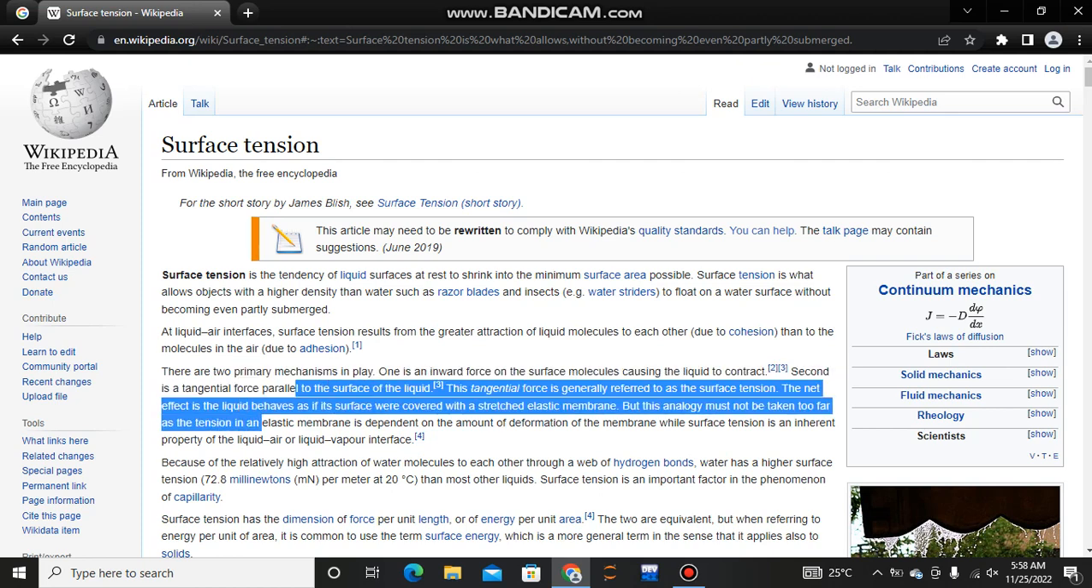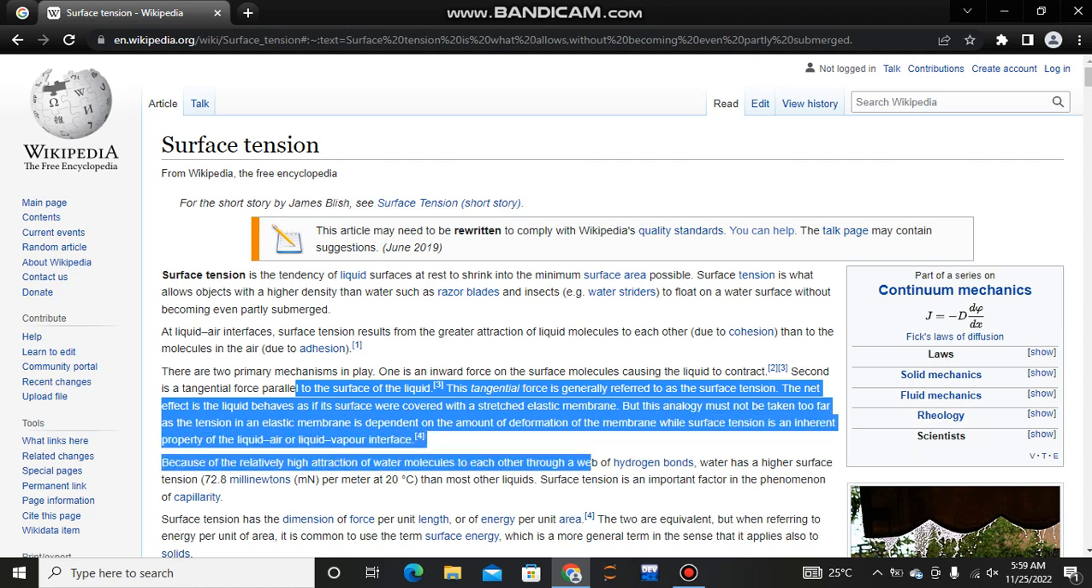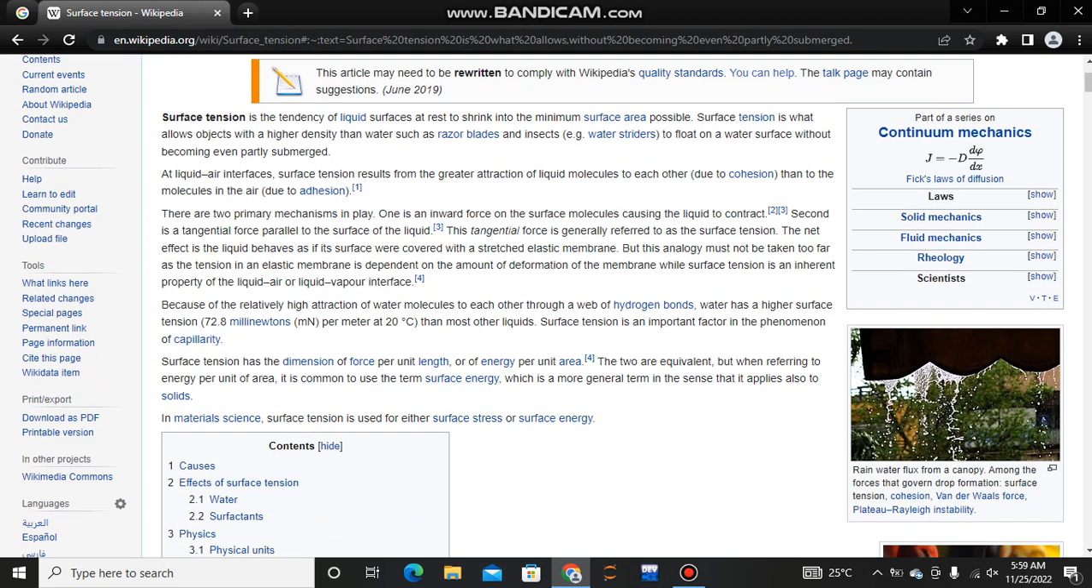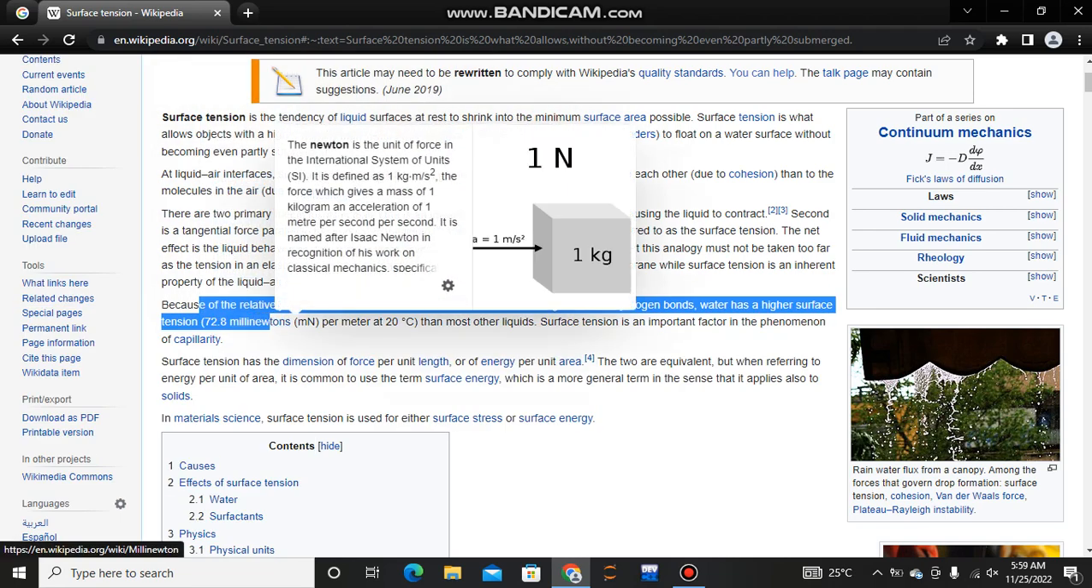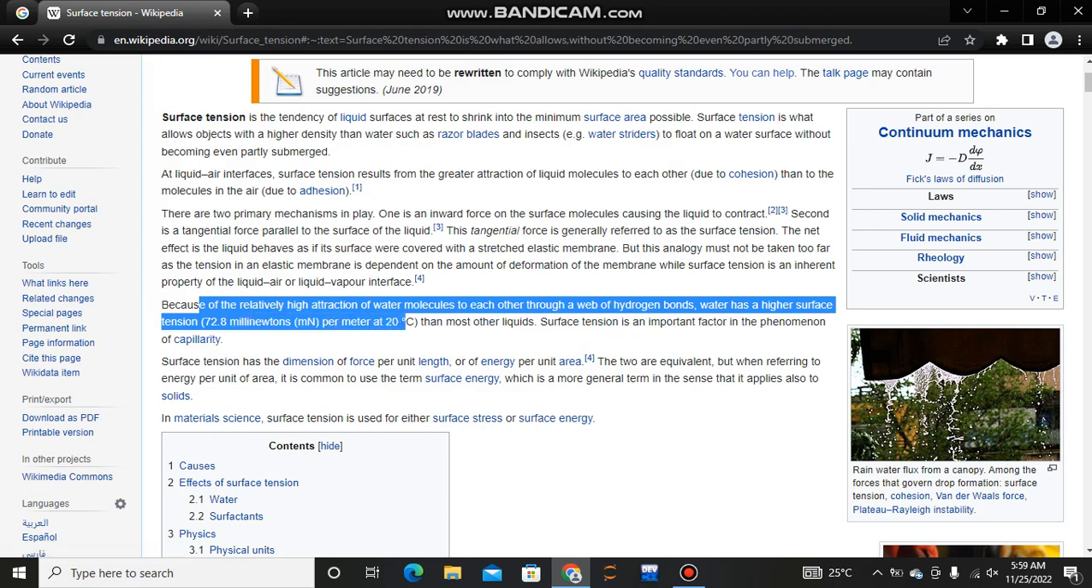The net effect is that the liquid behaves as if its surface were covered with a stretched elastic membrane. But this analogy must not be taken too far, as the tension in an elastic membrane depends on the amount of deformation of the membrane, while the surface tension is an inherent property of the liquid-air or liquid-vapor interface. Because of the high interaction of water molecules with each other through a web of hydrogen bonds, water has a higher surface tension, 72.8 millinewtons per meter at 20 degrees Celsius, than most other liquids.